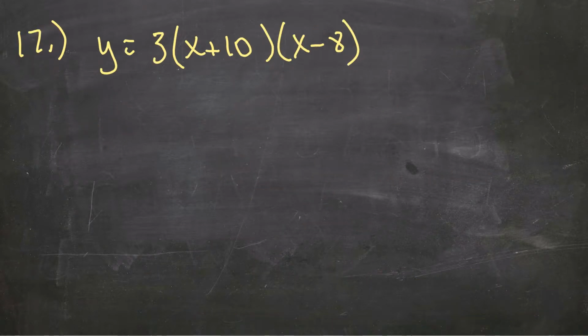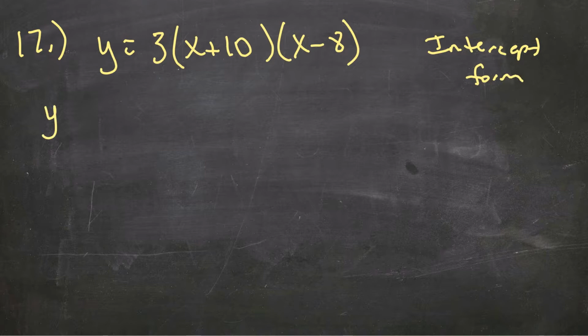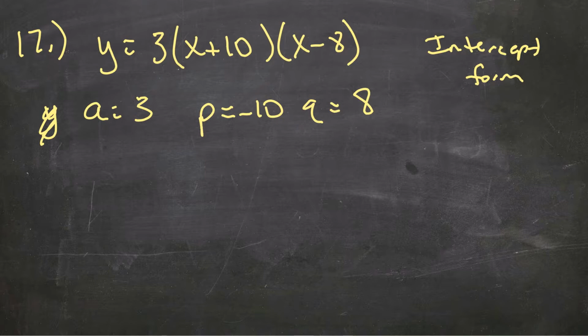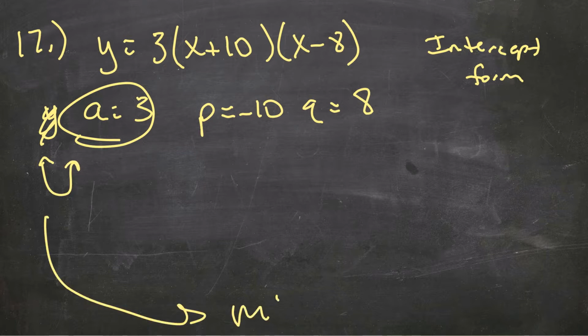Alright, 17. Y equals 3 times the quantity x plus 10 times the quantity x minus 8. Alright, because it's got two sets of parentheses, I know it's intercept form. So I have A is 3, P is negative 10, Q is positive 8. I know that A tells me it's a U, which means at the end, I know it's going to be a minimum value.